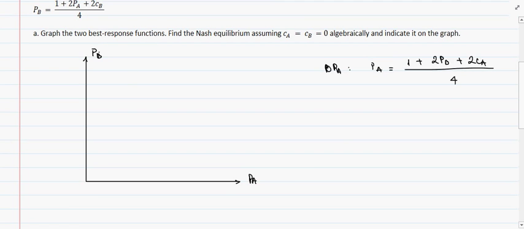As you can see from here, I got PB on the vertical axis and PA on the horizontal axis. So therefore, I would like to rearrange my function to make PB the subject, because I have PB on the vertical. If I rearrange this, I get 4PA equal to 1 plus 2 PB plus 2 CA. So therefore, 2 PB is going to be equal to 4 PA minus 1 minus 2 CA. Okay?